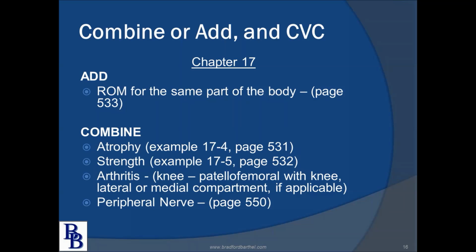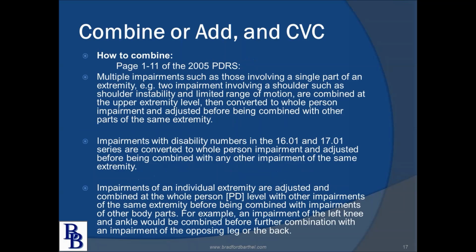Peripheral nerve injuries for the lower extremity, on page 550, it tells us that we would combine those as well. So there's sensory and motor deficits potentially. Those would be combined. So those are the clues we get from within the AMA guides as to when to combine and when to add. They're not always clearly identified, but there are some clues within those chapters that tell us what to do. So how do we combine or add and use the combined values chart?